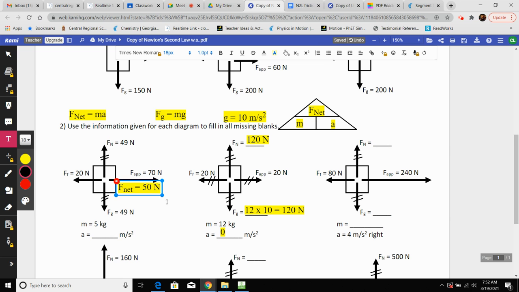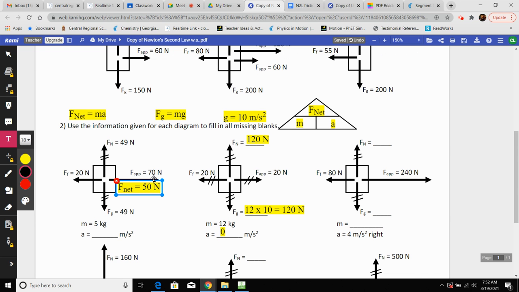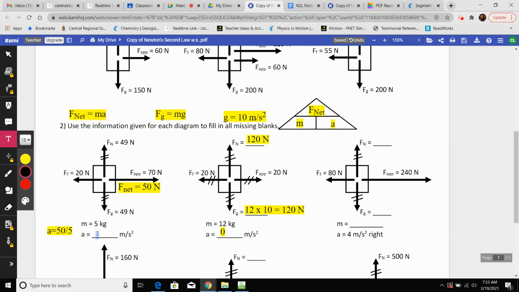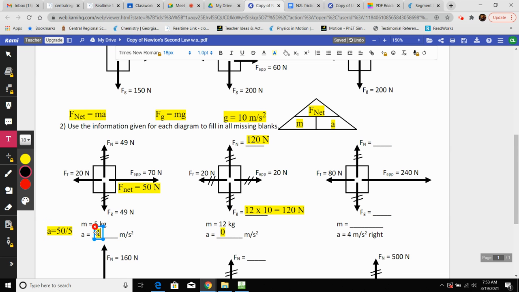So I'm just going to put F net right over here. 50 newtons. It's going to the right side. Now we have a mass of 5 kilograms. So to find acceleration, if you cover that up in the triangle, pretend like it's not there, it's F net over m. So net force divided by mass. I'm just going to show the work over here for a second. So that'd be 50 newtons divided by 5, which is going to give us an acceleration of 10.